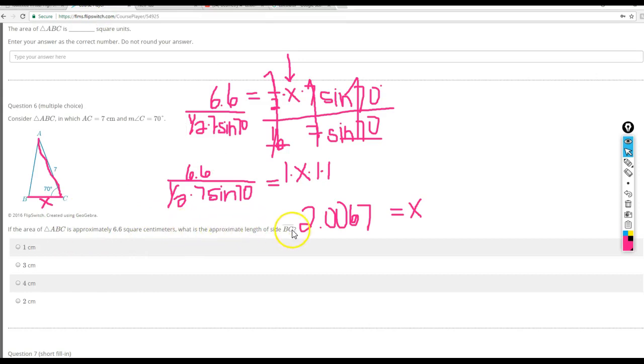So it is approximately 1 centimeter, 3 centimeters, 4 centimeters, or 2 centimeters. We found it to be approximately 2 centimeters. So side length BC is approximately 2 centimeters.